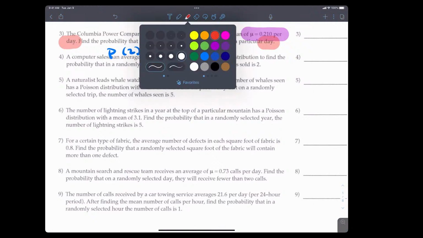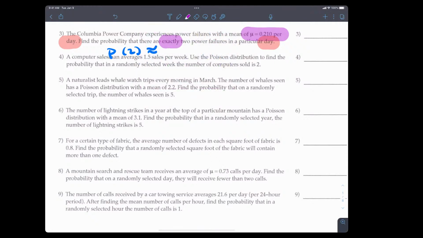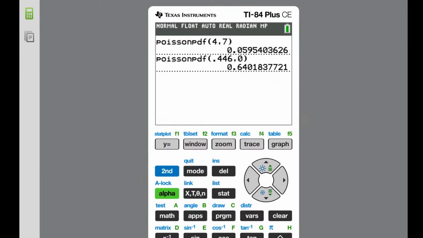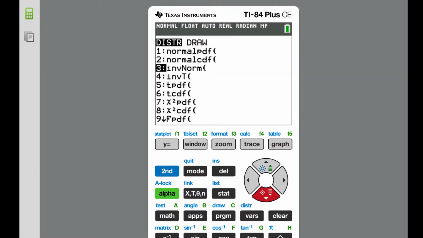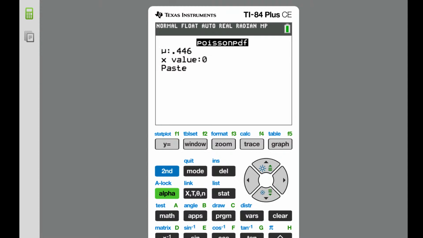So, I don't know, maybe we want to keep that important information. Purple. It's exactly 2, okay? So, this is going to be another calculator kind of question. So, go to the calculator. And now my mu again is going to be different. So, we're going to say second distribution. This is Poisson. And this is 0.210, or just 0.21.